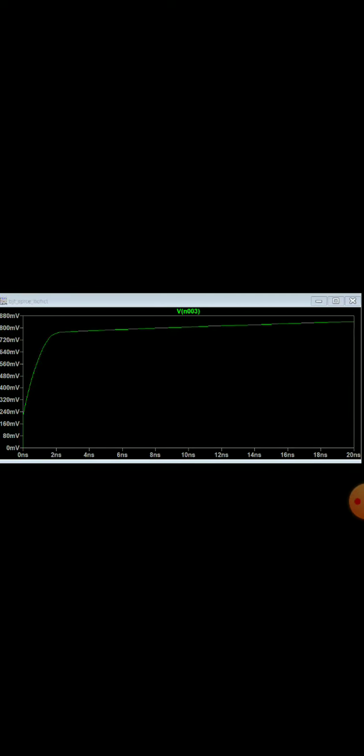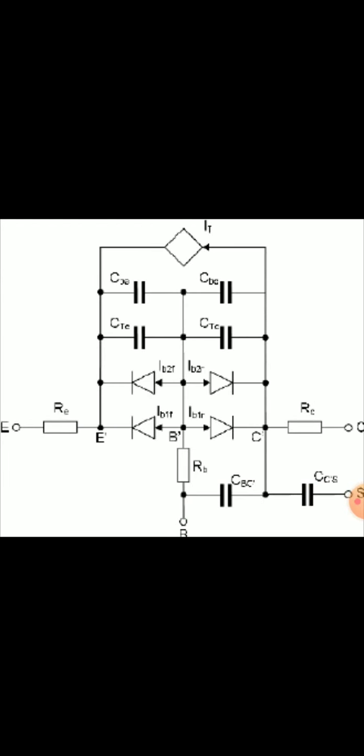Such as the Early effect and the high-level injection effect. These effects are not considered in the Ebers-Moll model. It's the simplest model; the Ebers-Moll model is considered the simplest model. So here, in the Gummel-Poon model, kindly note that it describes the high-level injection and Early effect.